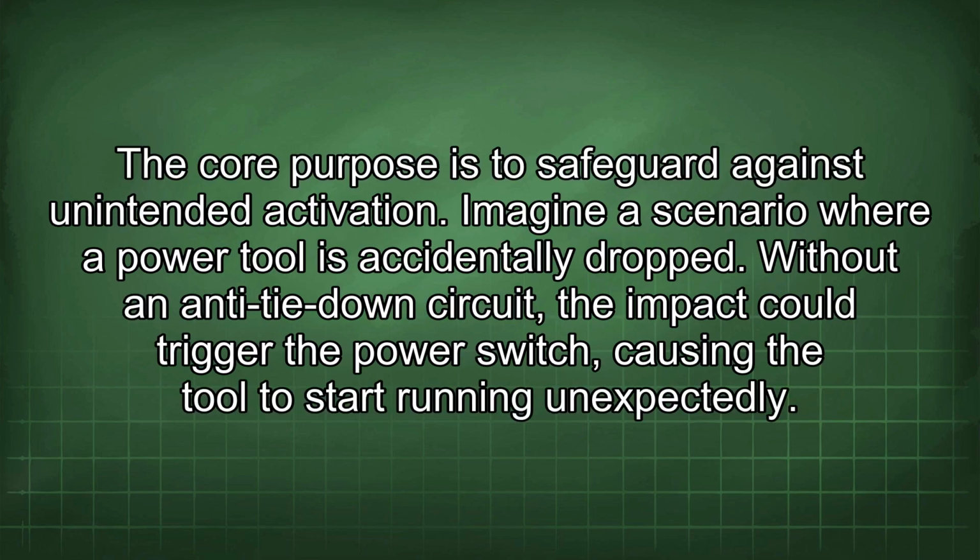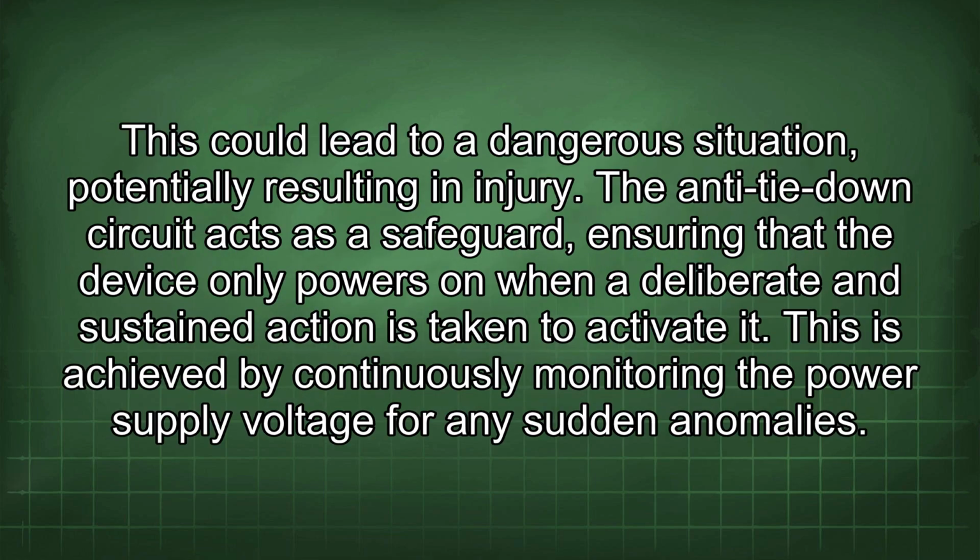The core purpose is to safeguard against unintended activation. Imagine a scenario where a power tool is accidentally dropped. Without an anti-tie-down circuit, the impact could trigger the power switch, causing the tool to start running unexpectedly. This could lead to a dangerous situation, potentially resulting in injury. The anti-tie-down circuit acts as a safeguard, ensuring that the device only powers on when a deliberate and sustained action is taken to activate it.